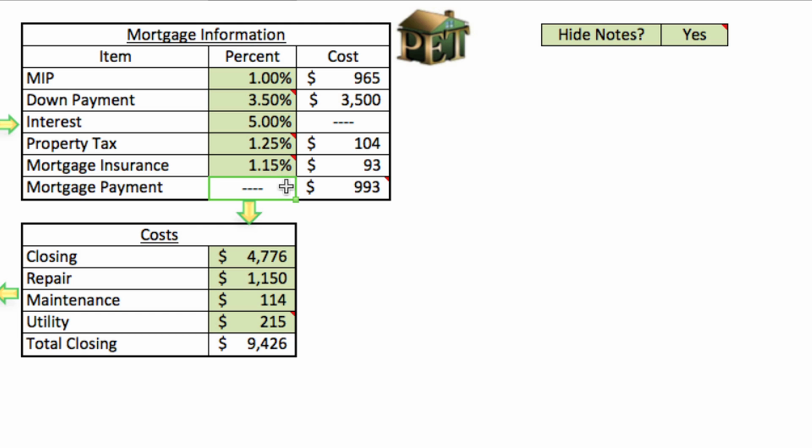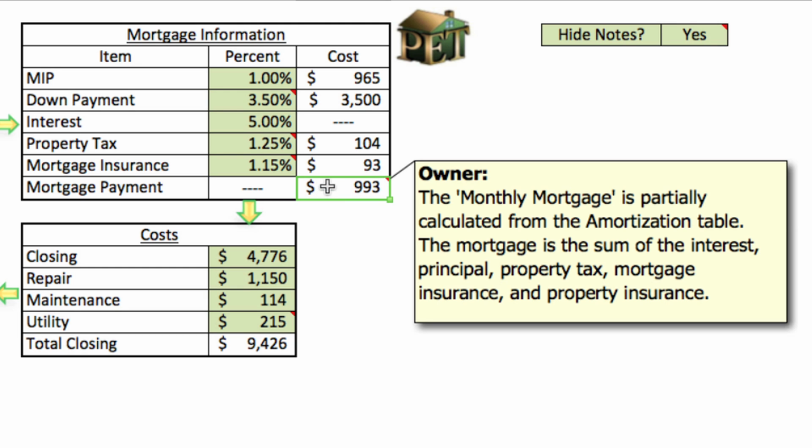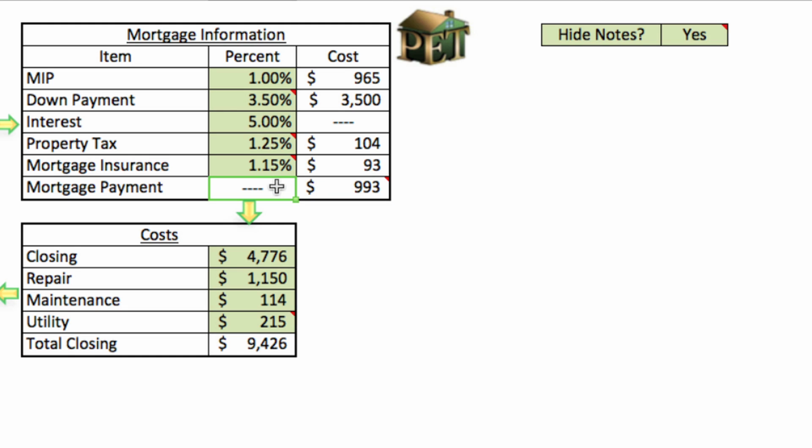And then here we have the mortgage payment, which you'll notice is in white, which means we don't actually need to input any information here. It's automatically calculated by the tool, as well as all the costs here as you see in this column.